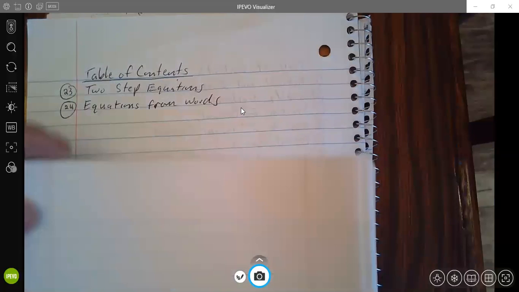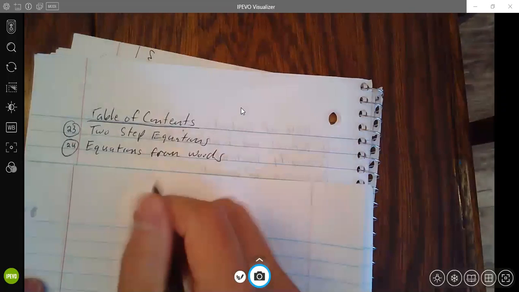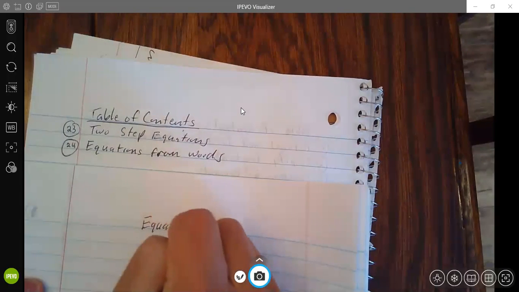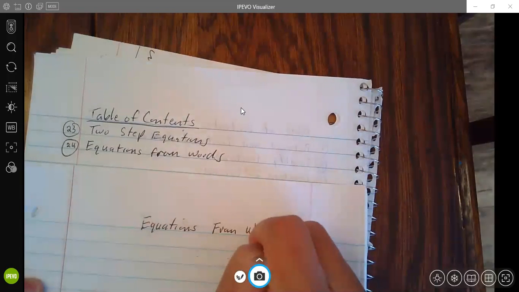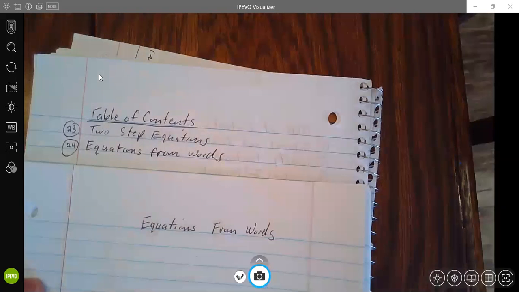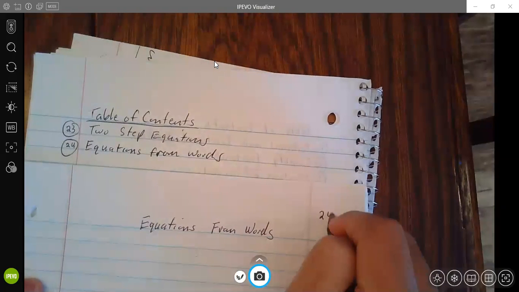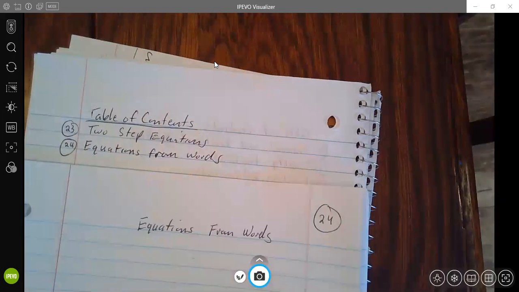Okay. All right, so go to a new page here. So it's just equations from words. Okay, I'll keep that up here. I'm just pulling up a new sheet. So equations from words. And this is page 24. So I'm gonna pull this away.